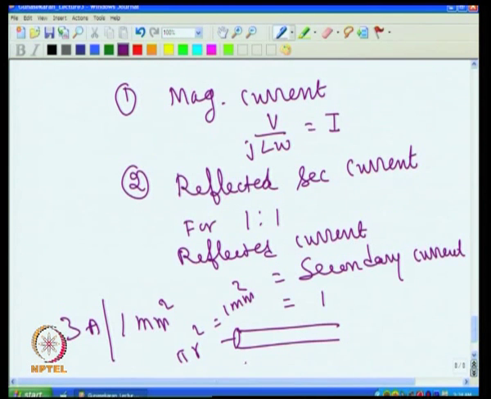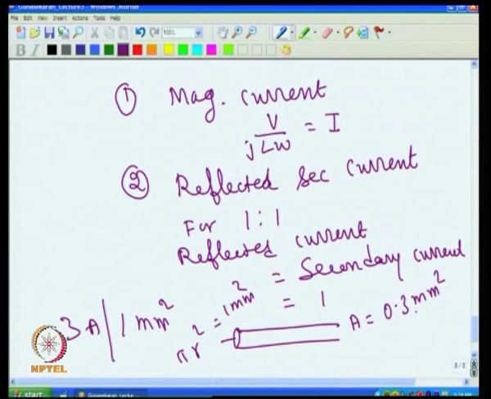That means for 1 ampere I need 0.3 mm square cross section area. So that is the area of the wire that I need. I have to select the thickness of the wire such that the cross section area is 0.3 mm square, then it can carry 1 ampere current and the transformer will not get heated up too much.